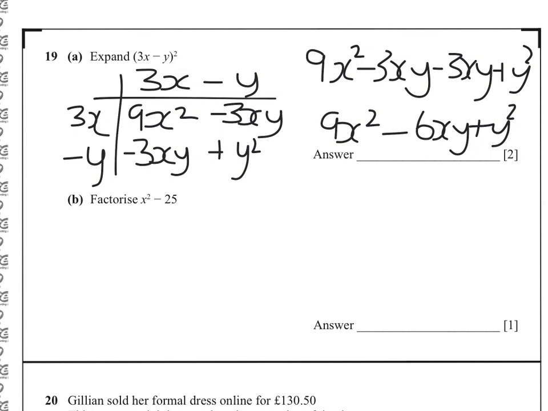Factorising this, it is the difference of two squares, which means we want x plus 5, x minus 5.